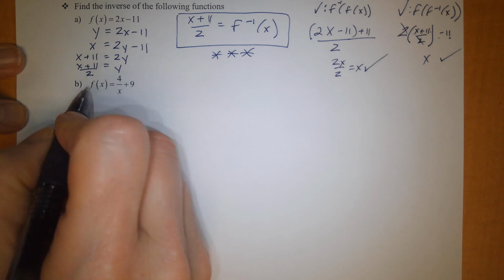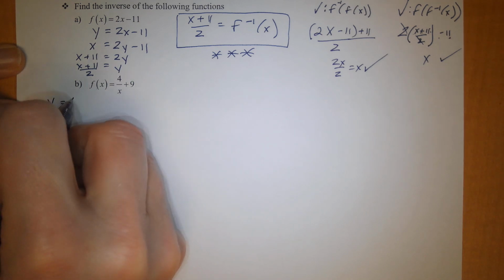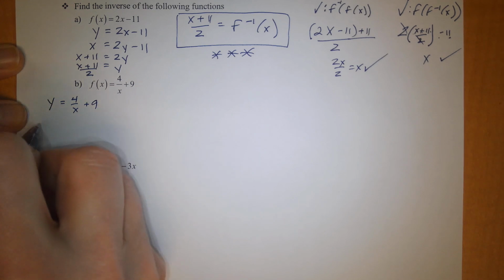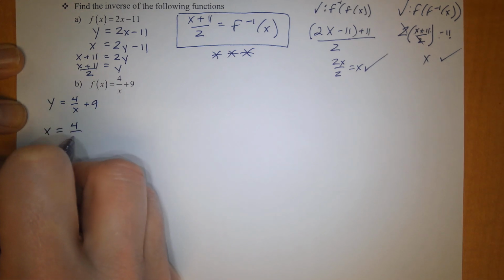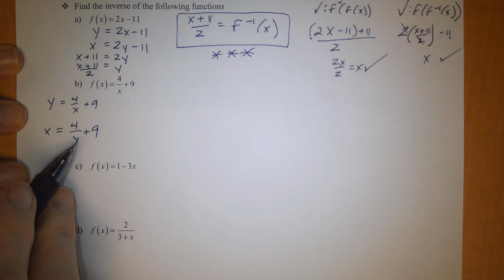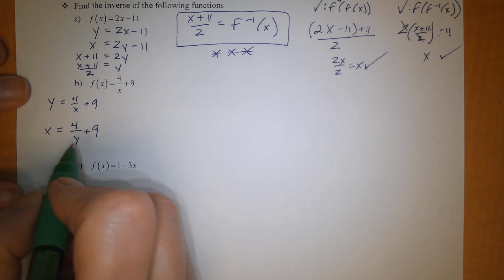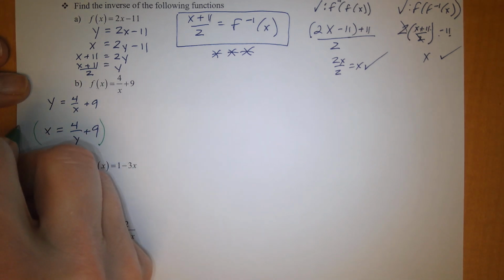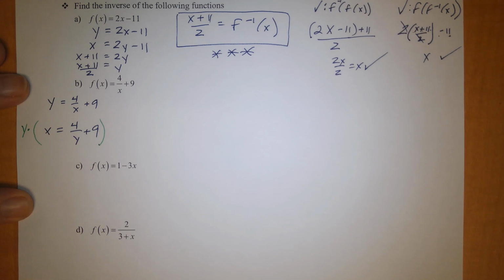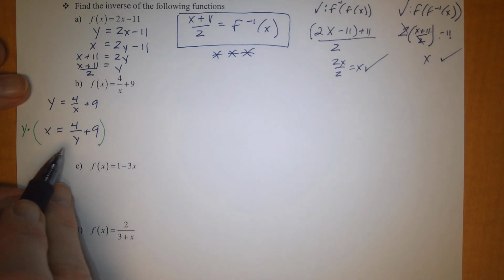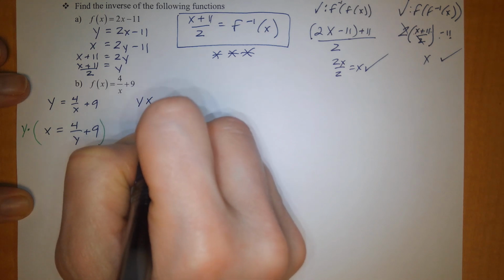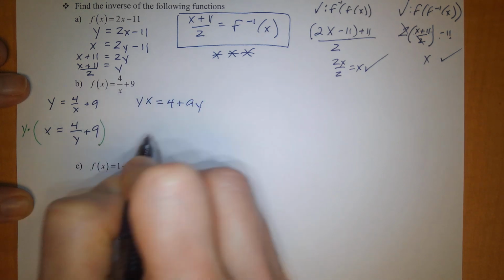First, replace f of x with y. Then replace y with x. Now solve for y. Here what I'm going to do, I think, is get rid of the denominator. So I'm going to multiply everything in both sides of the equation by y. I think that's going to help me get rid of the y from the denominator. So that becomes y times x equals 4 plus 9y.